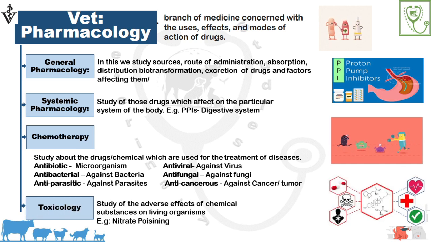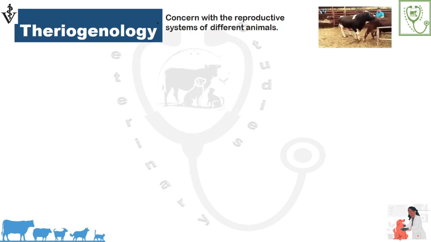Toxicology. In this, we study about the adverse effects of chemical substances on living organisms. Now, theriogenology. It is the study about the reproductive systems of animals, such as anatomy, physiology, pathology, and clinical practices which are used in animal reproduction.